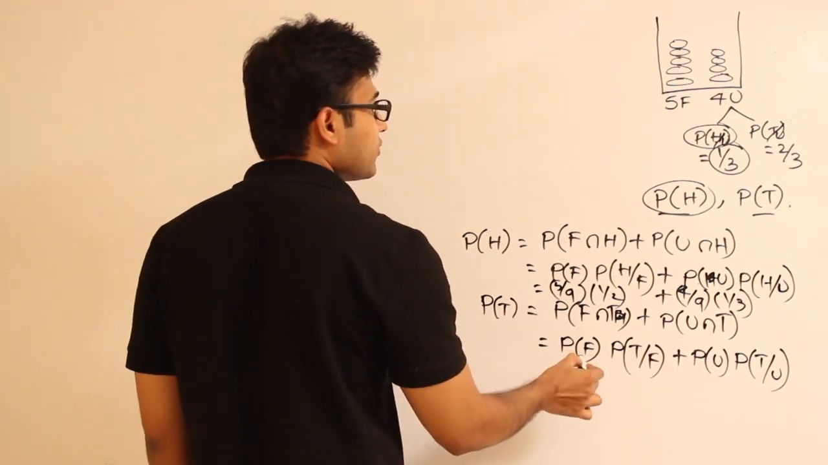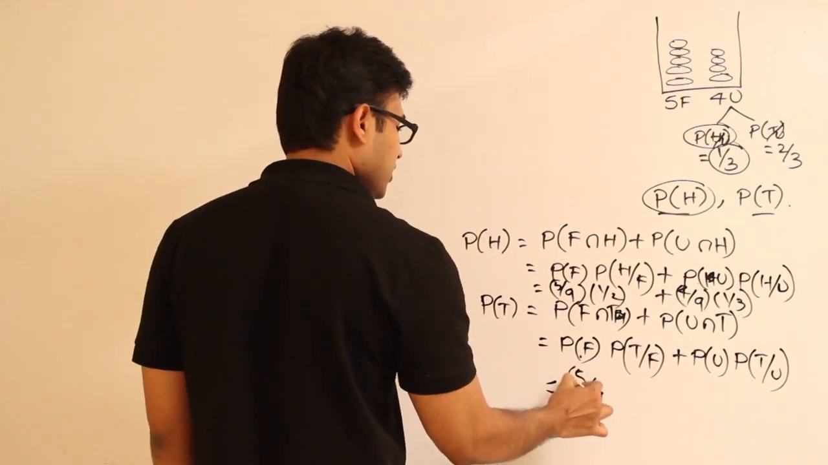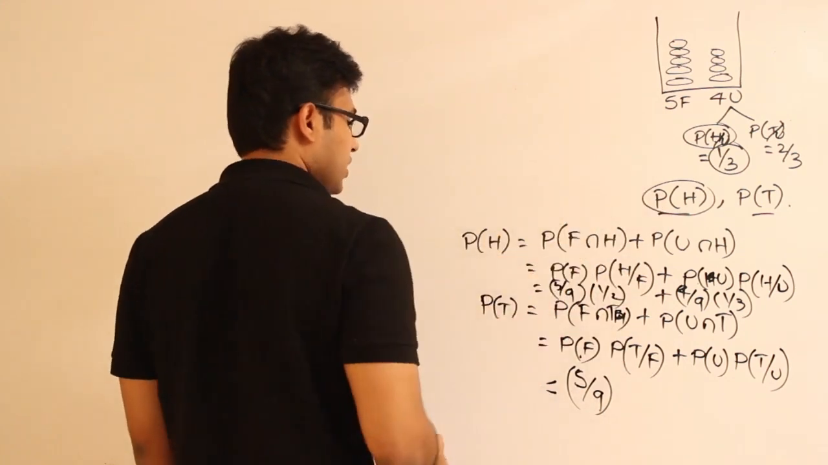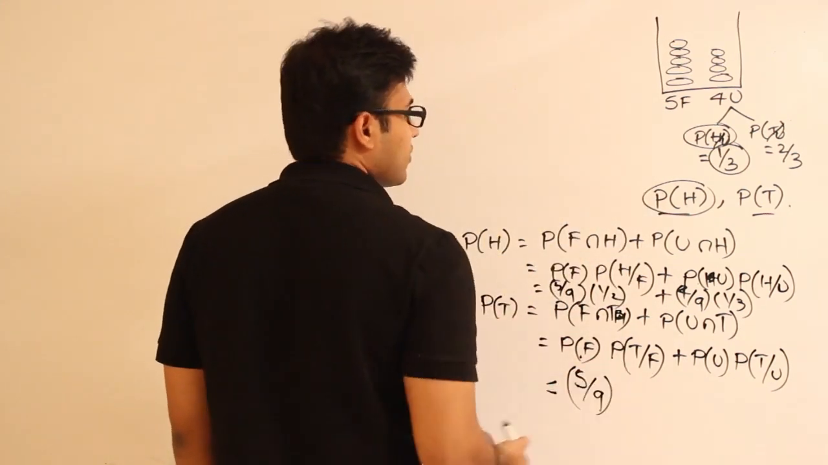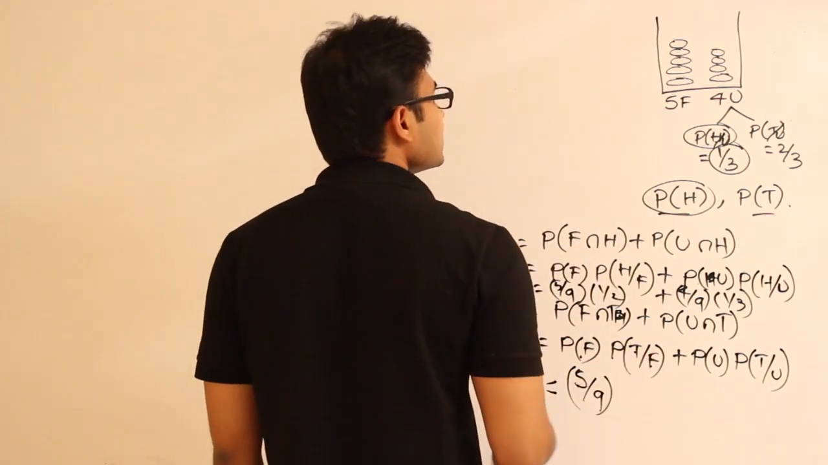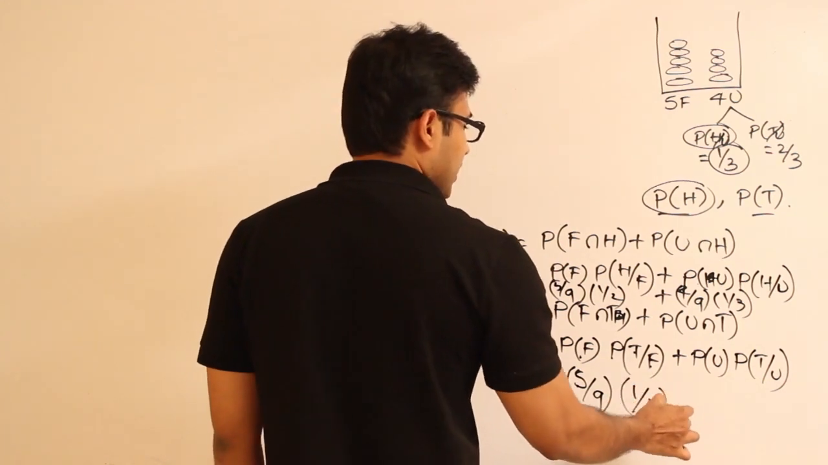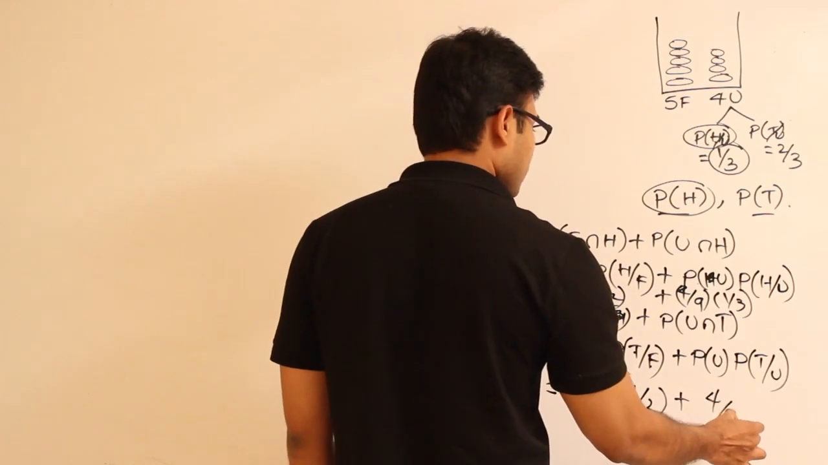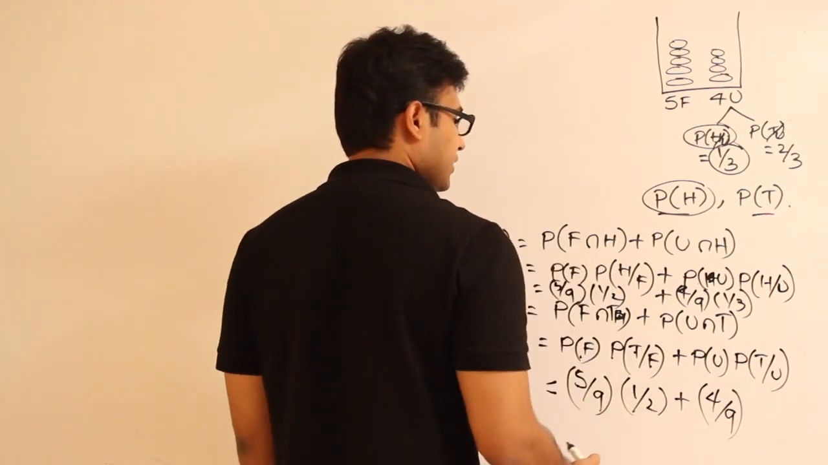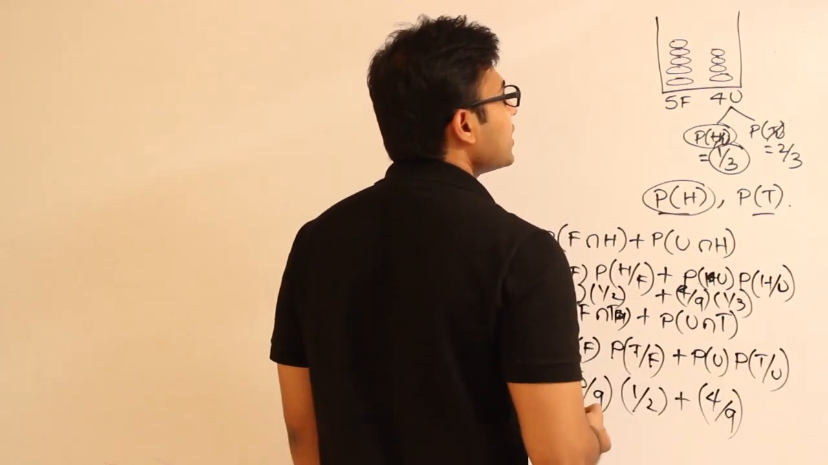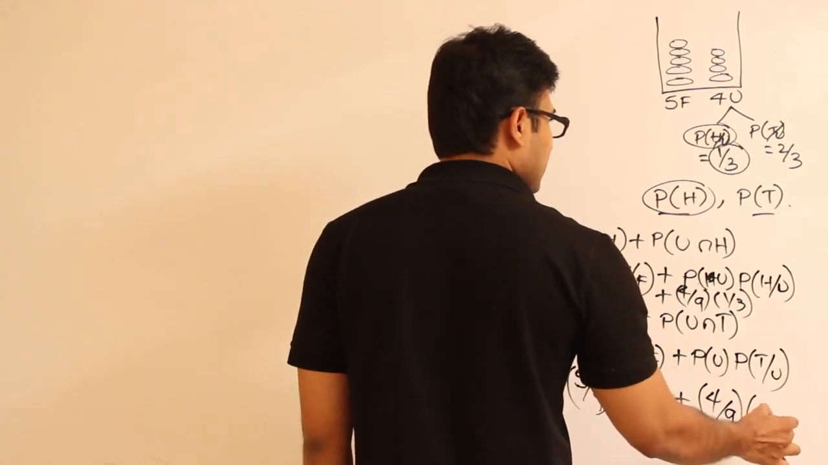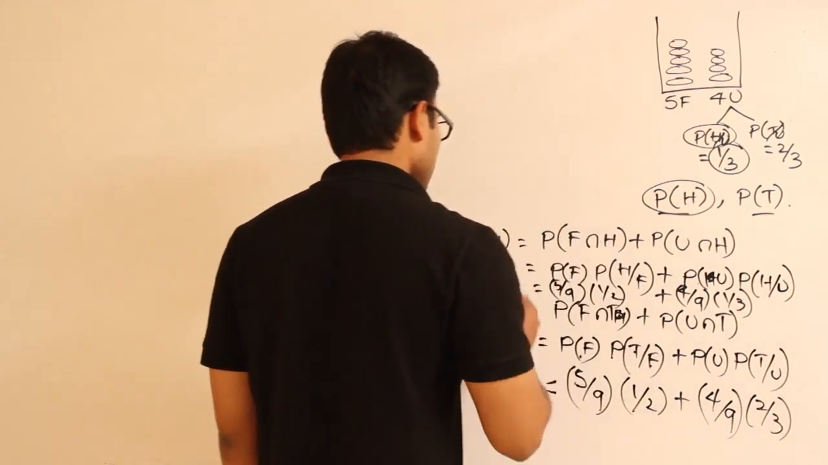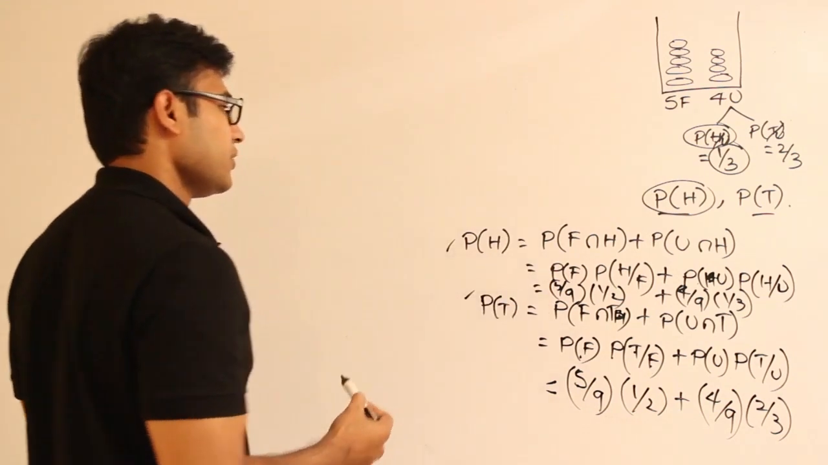And in a similar way you can evaluate this. What is the probability of getting a fair coin? It is 5/9, because there are 5 fair coins out of 9 total coins. And what is the probability of getting a tail, given that it is a fair coin? It is 1/2. And what is the probability of getting an unfair coin? It is 4/9, because there are 4 unfair coins out of 9 total coins. And what is the probability of getting a tail, given that it is an unfair coin? It is 2/3. So these total probabilities we can evaluate.